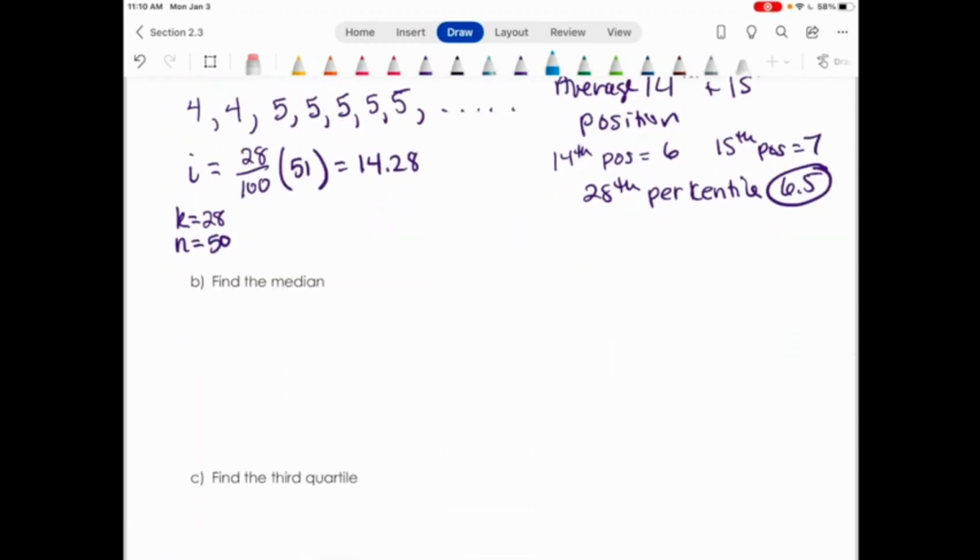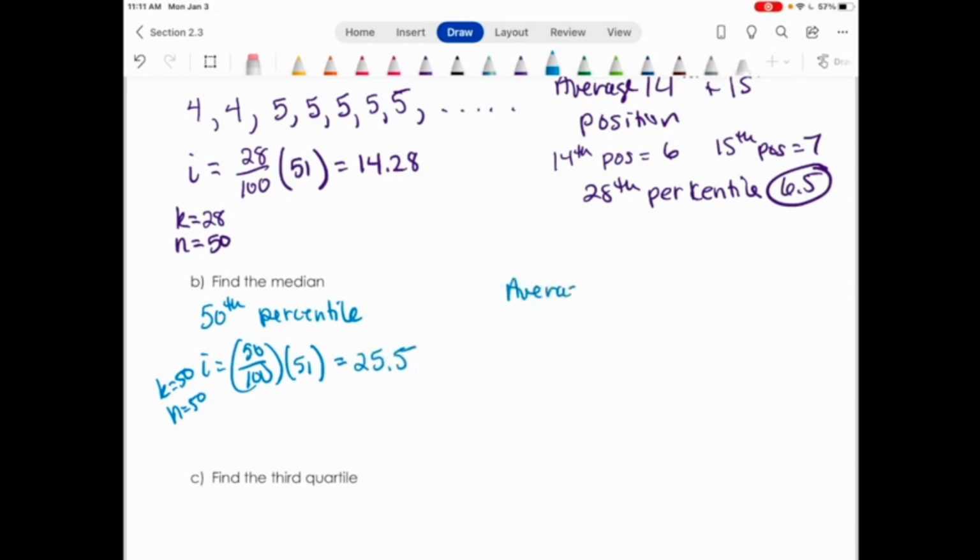Okay, now we're going to find the median. The median is going to be the 50th percentile, which means I'm going to use my formula where K is 50 and of course N is 50. So I have 50 over 100 times 51. That's going to give me 25.5, which means I need to find the average of the 25th and the 26th position.